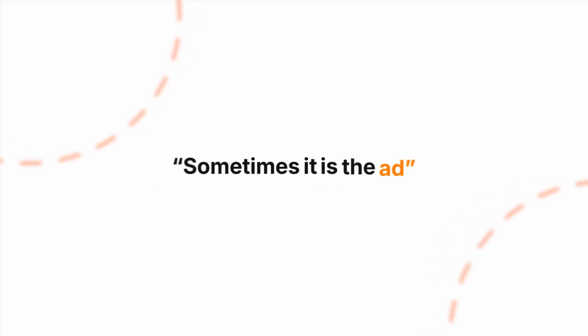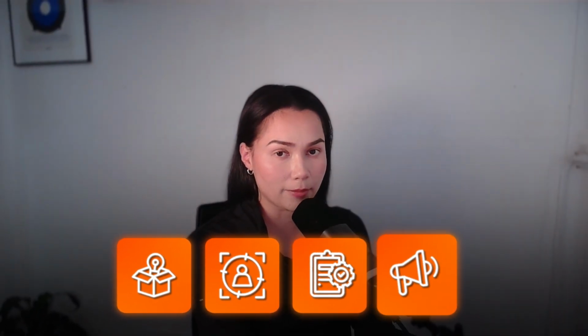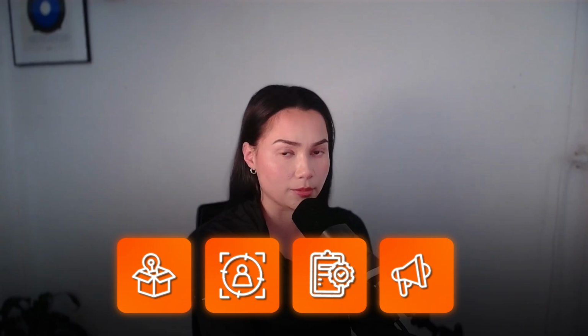Sometimes though, the ad is actually the problem. Obviously bad creatives exist, poor targeting exists, tracking can be broken, and campaigns can absolutely be structured really badly. This definitely isn't an excuse to ignore optimizations within the actual account. The point is the ad isn't automatically responsible for the entire customer journey.